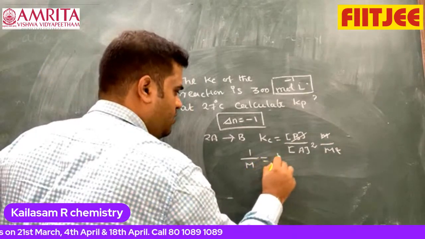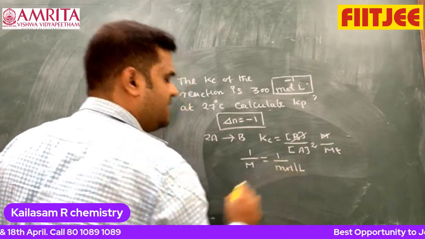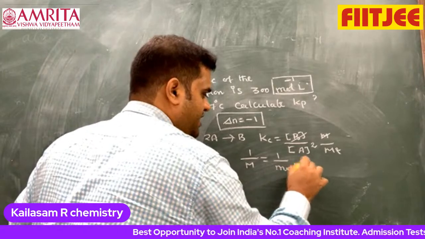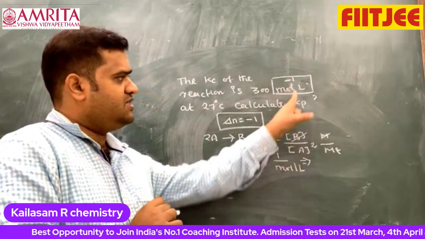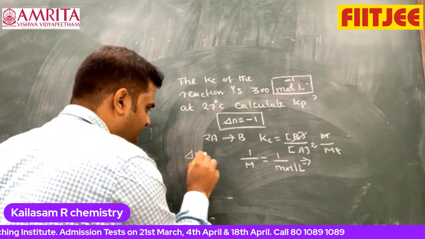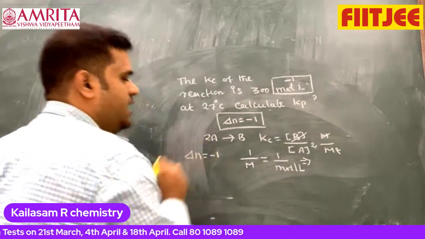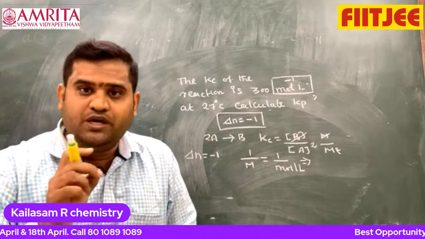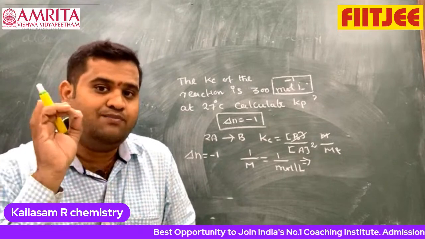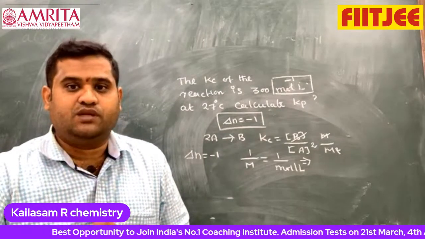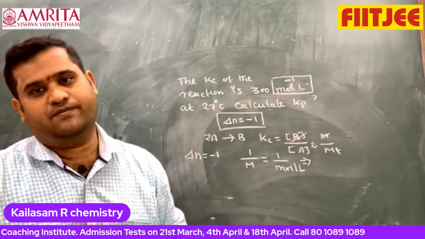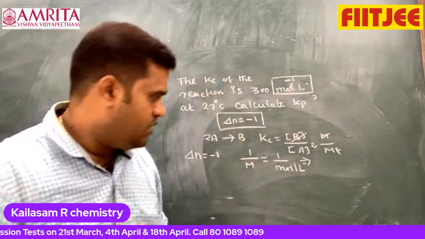So what does 1 by molar mean? I can write 1 by molar as mole per liter, so the unit is liter per mole. Therefore here delta N is equal to -1. So the unit gives delta N of the reaction. If they provide the reaction, we can easily find it out, no problem. Here the reaction is not given, so you find that delta N is -1.